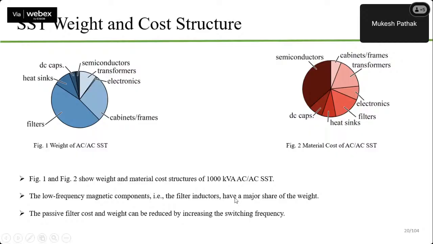So the solid state transformer is primarily a transformer with a lot of power converters, a lot of power electronics. So the cost and weight, both of them, are primarily determined by the power electronics or semiconductors. And this is where these SiC devices can play an important role, because the cost and size or weight can be reduced by using SiC devices.